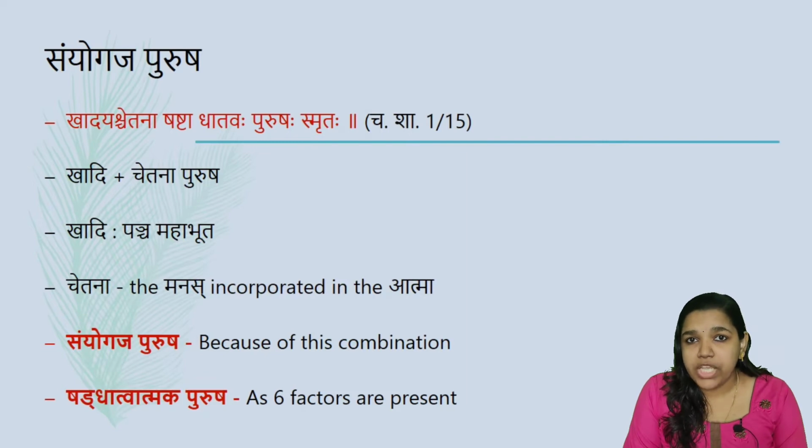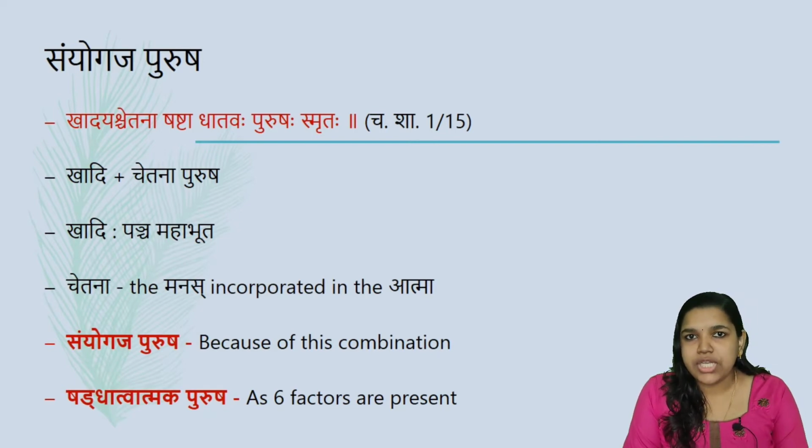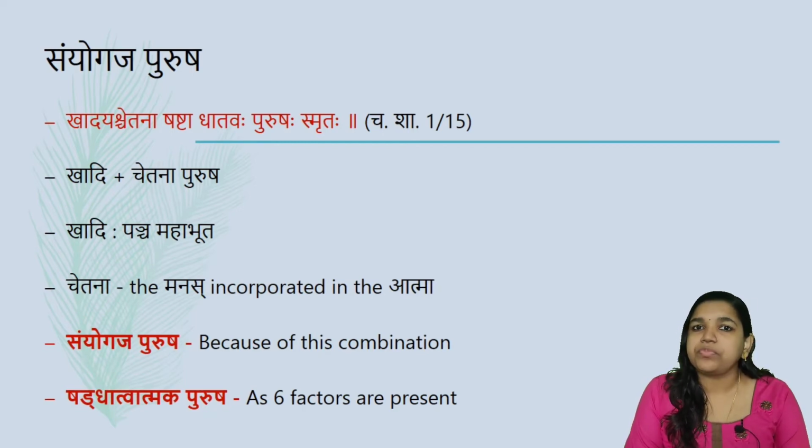And as there is a combination of different factors, Panchamahabhuta and Chetana, we call this Purusha Samyogaja Purusha. So Khadaya Chetana Shashta Dhatavaha Purushaha Smrita. That is Khadi or Panchamahabhuta and Chetana, that is Manas along with Atma. This combination makes the Purusha or Sharira which has the Chetana. So this combination we call Samyogaja Purusha, and as there are 6 factors in this Purusha, we call it Shaddhatwatmaka Purusha.